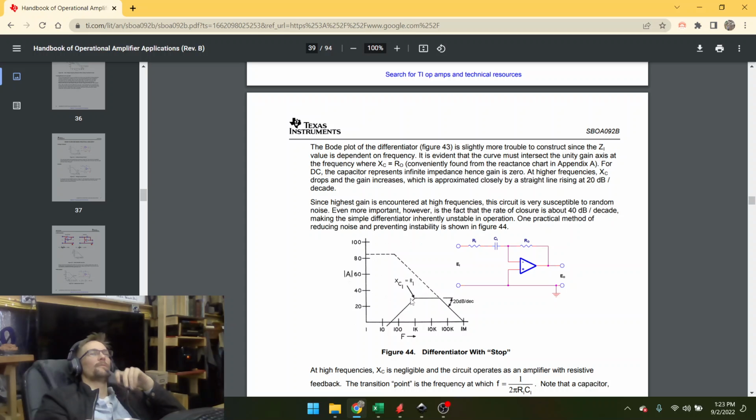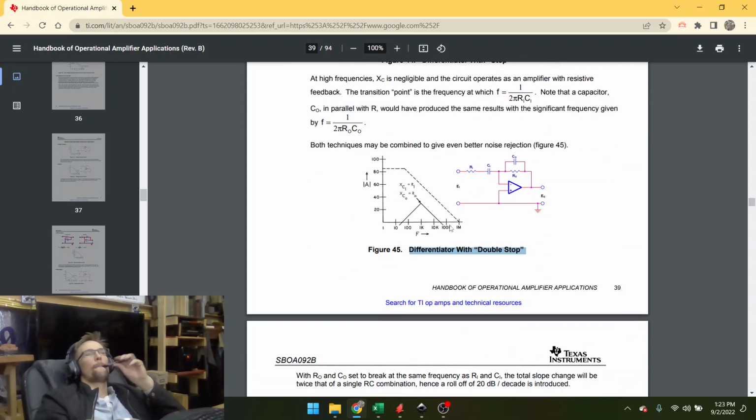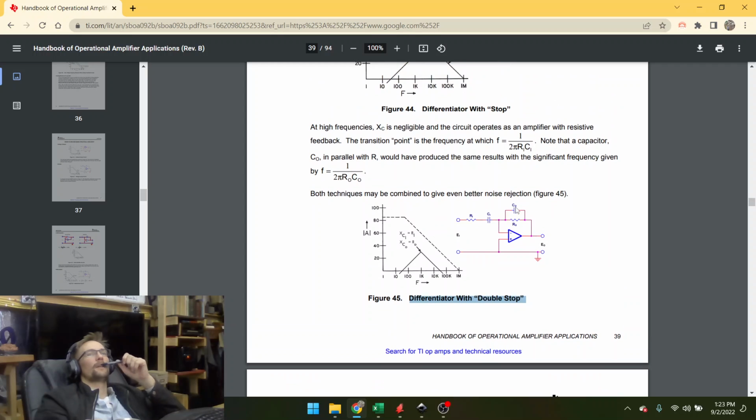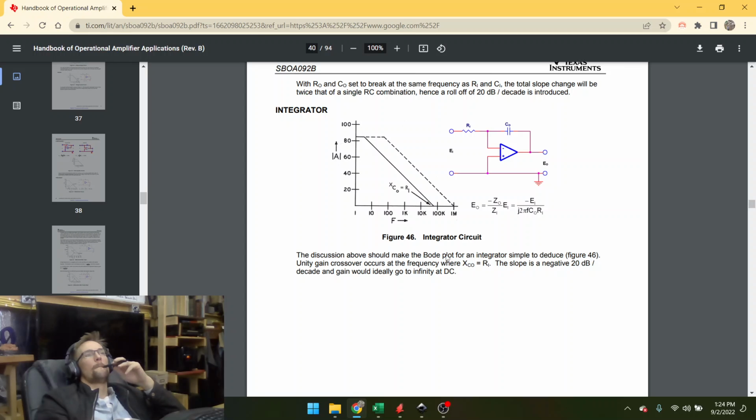I guess just drops it 45 degrees. And then that pulls it back. Cap there. The integrator.